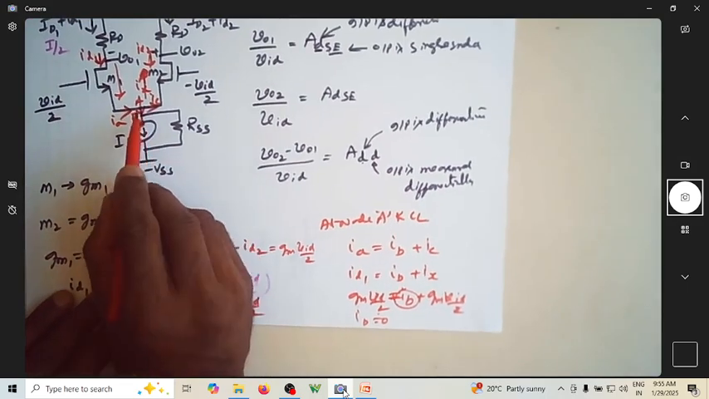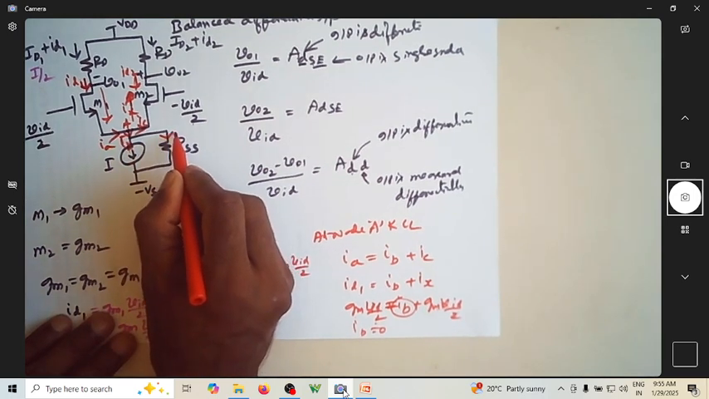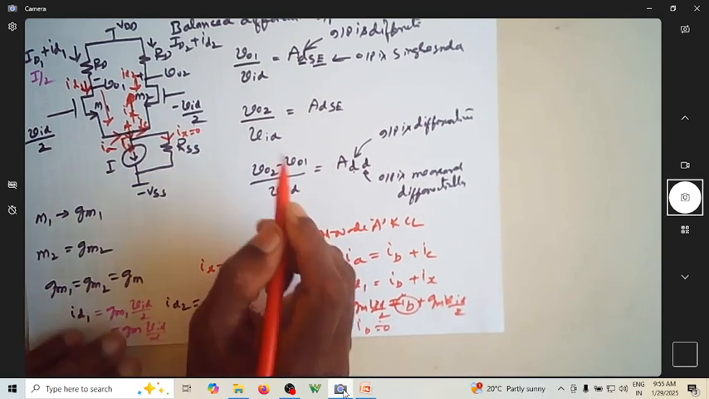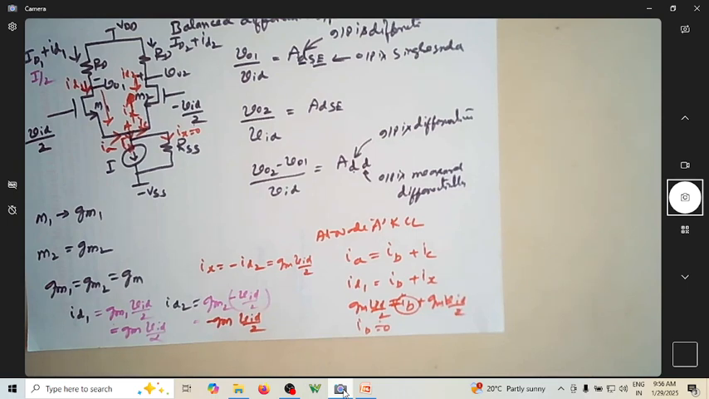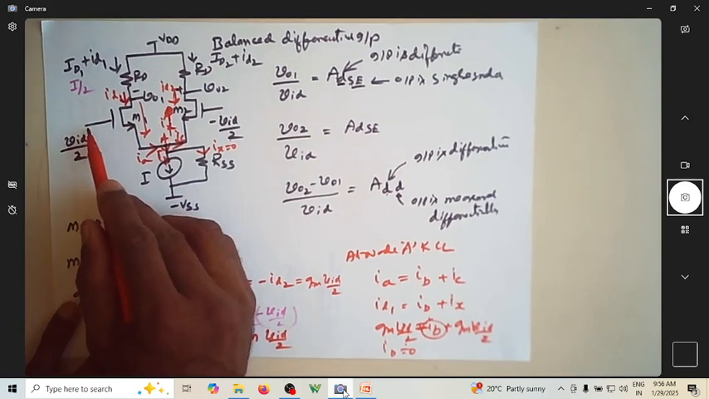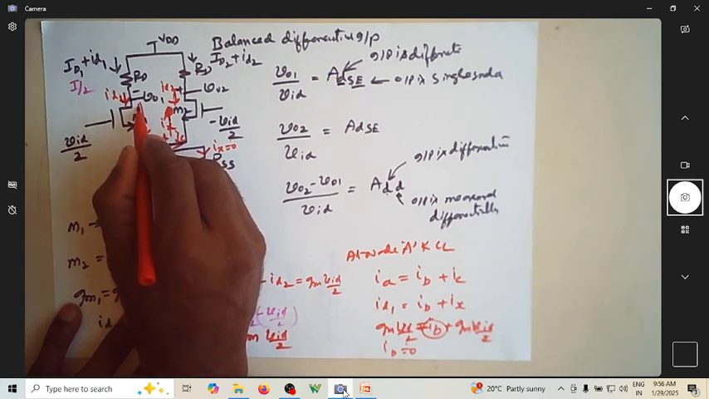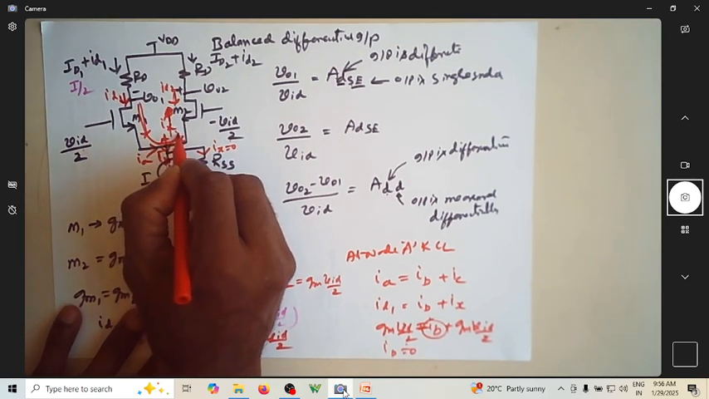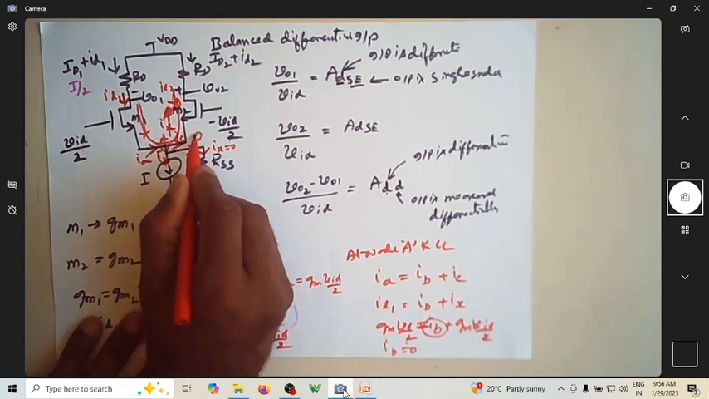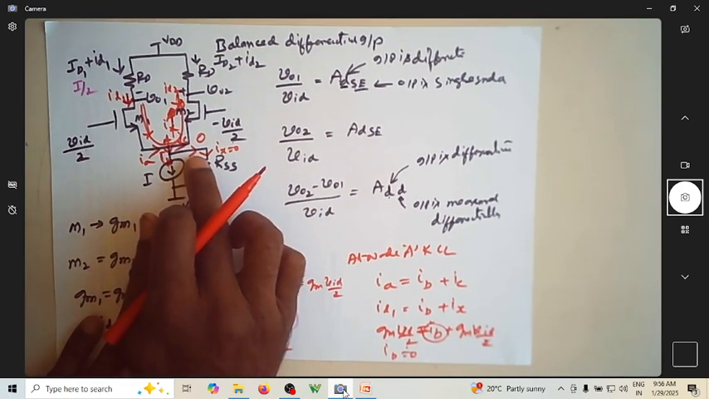Meaning there is no AC current flowing here. The current that is flowing through this, the AC current IX, is 0. Whatever current is flowing here is 0. So from this, what we are trying to understand is whenever you apply an AC voltage which is a balanced, differential one, VID by 2 and minus VID by 2, whatever AC current that flows here will be going back in this direction. So zero AC current flows through this RSS.